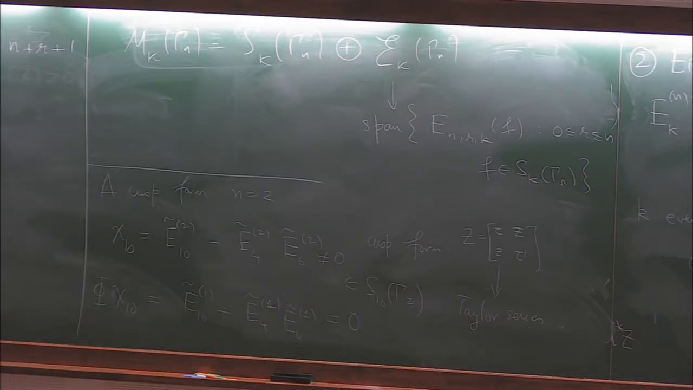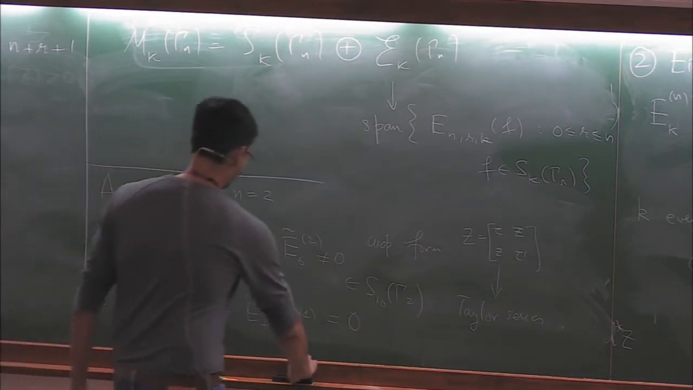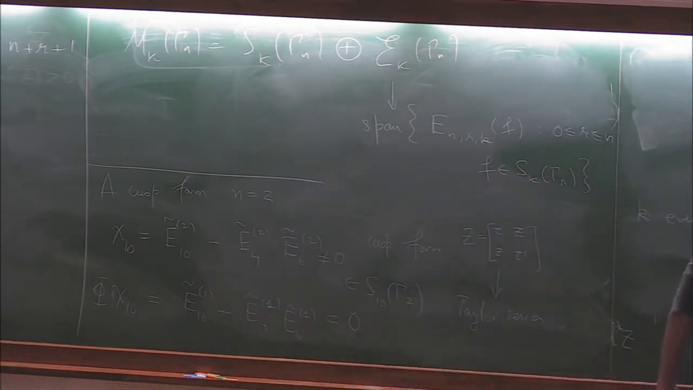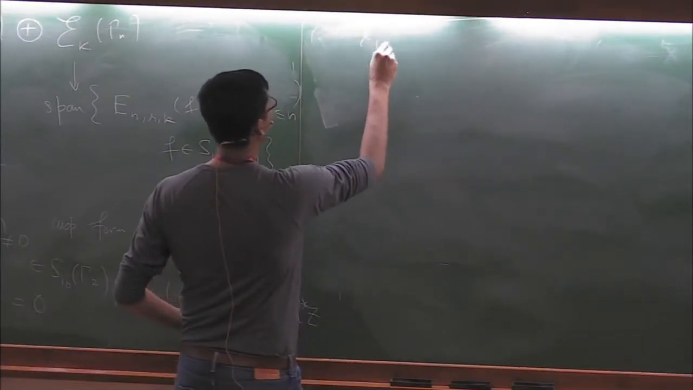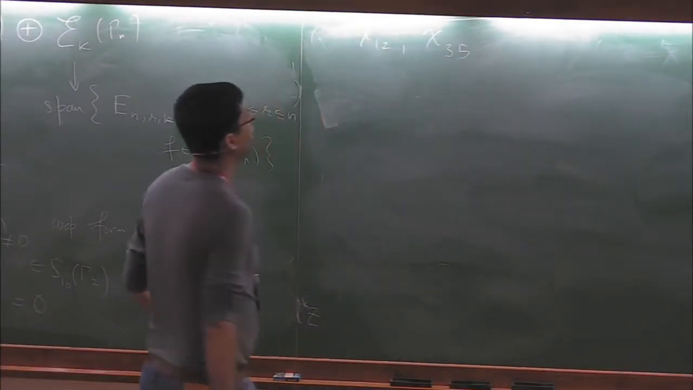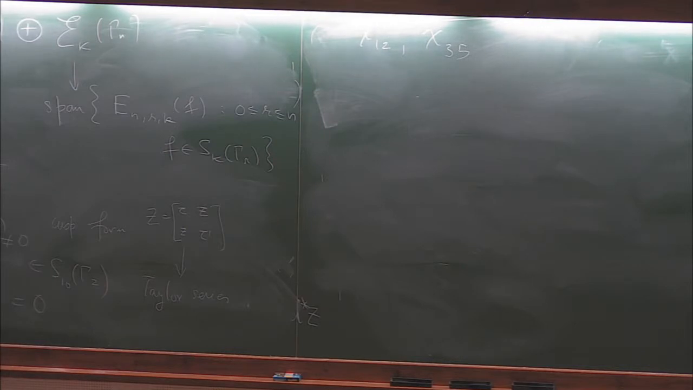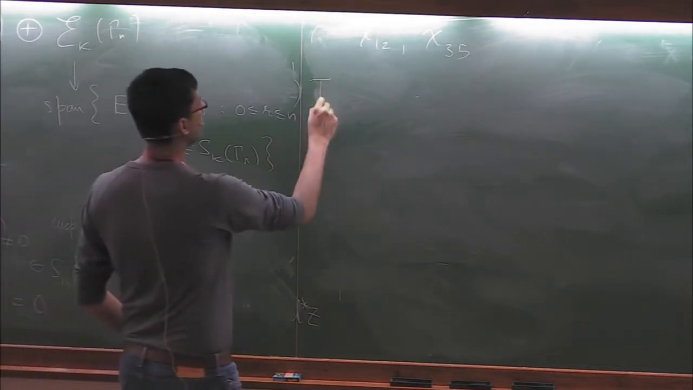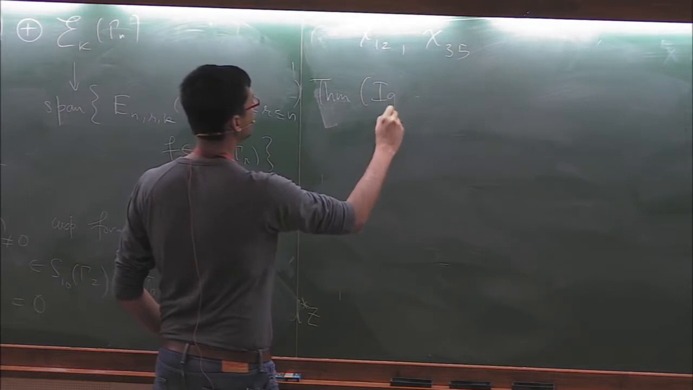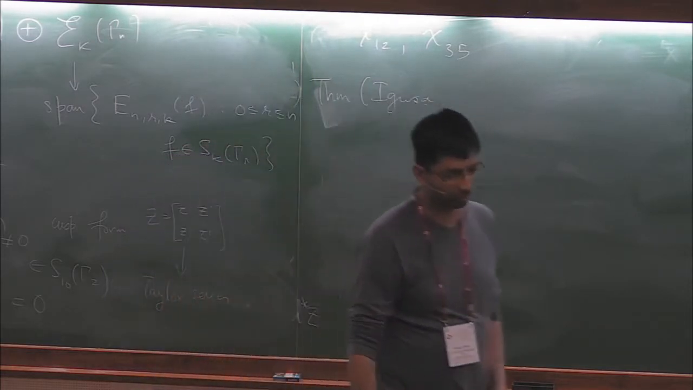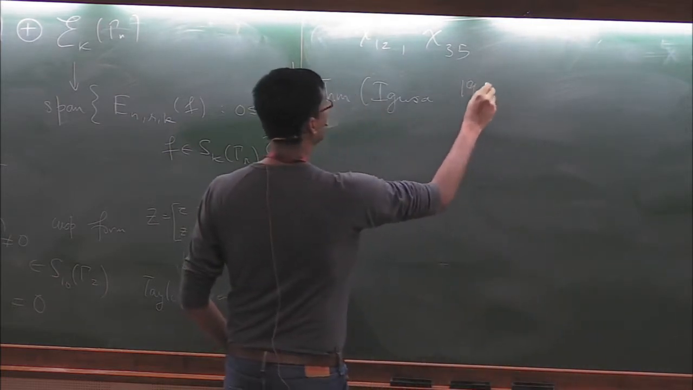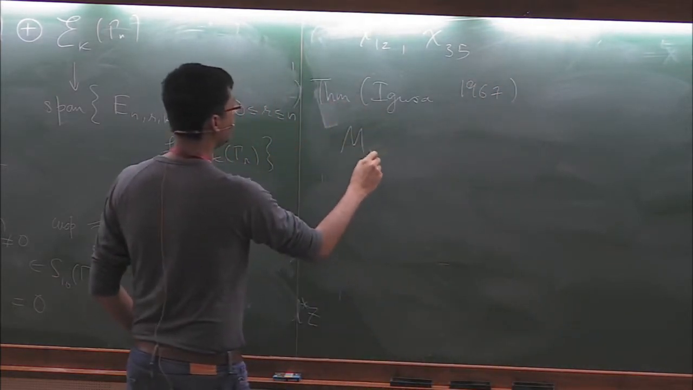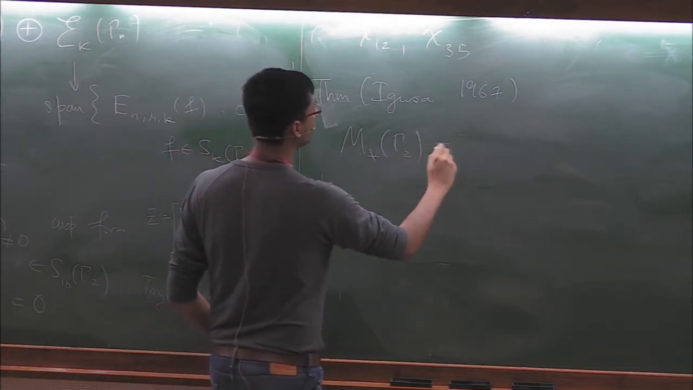Same idea, you can define a chi12 and a chi35. And the reason I'm telling you about these two is because this is a theorem of Igusa from 67, which says that if you look at the ring, so this is all genus 2.